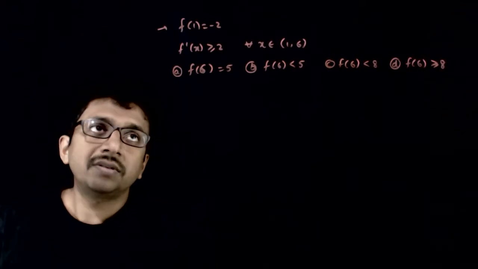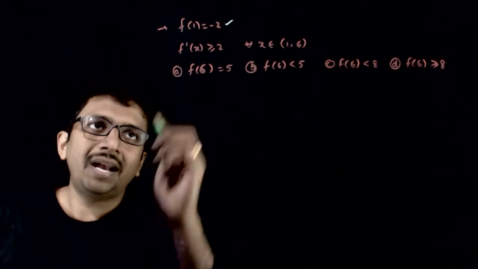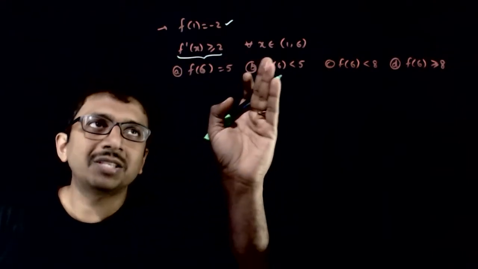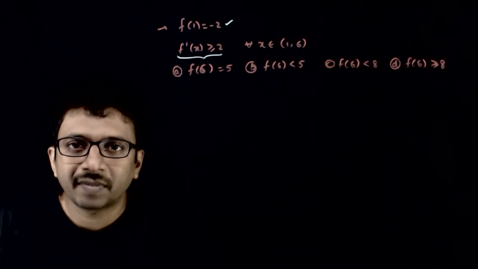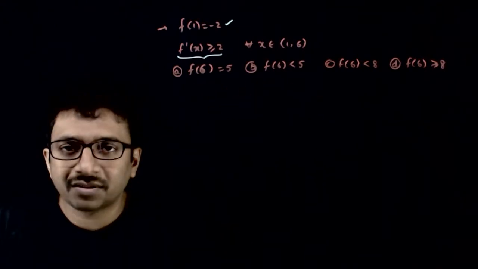So welcome students. In this question you're given that f of 1 is equal to minus 2 and f dash of x is greater than or equal to 2 for all x belonging to [1, 6]. If that is so, what can you say about f of 6?